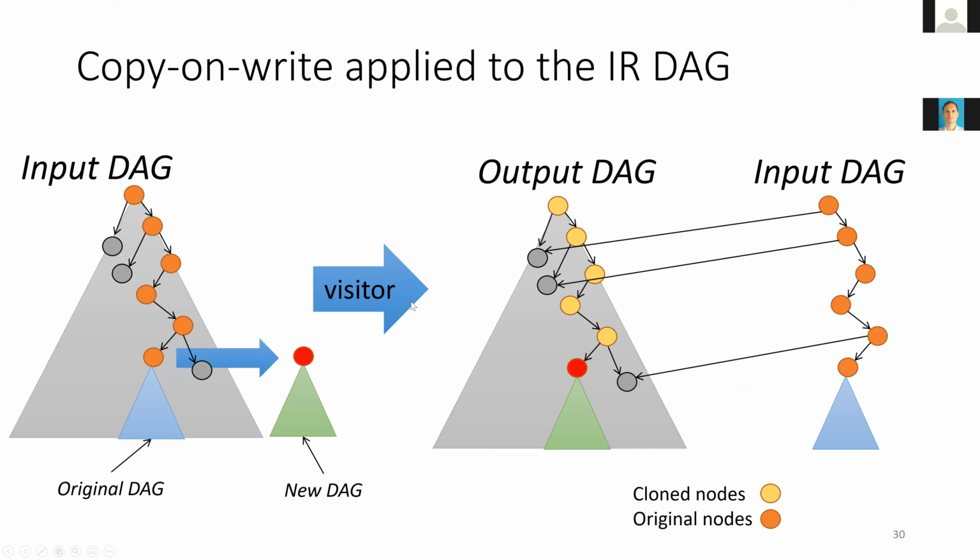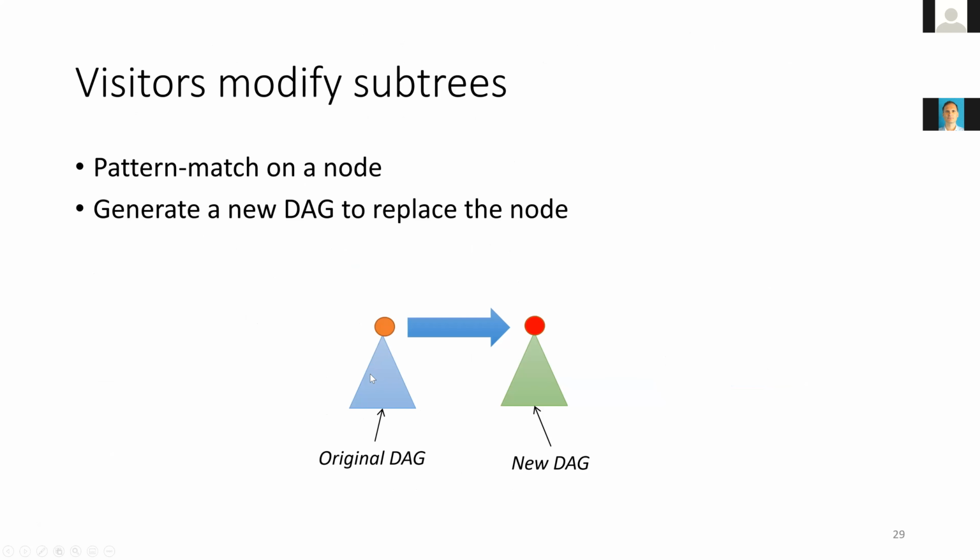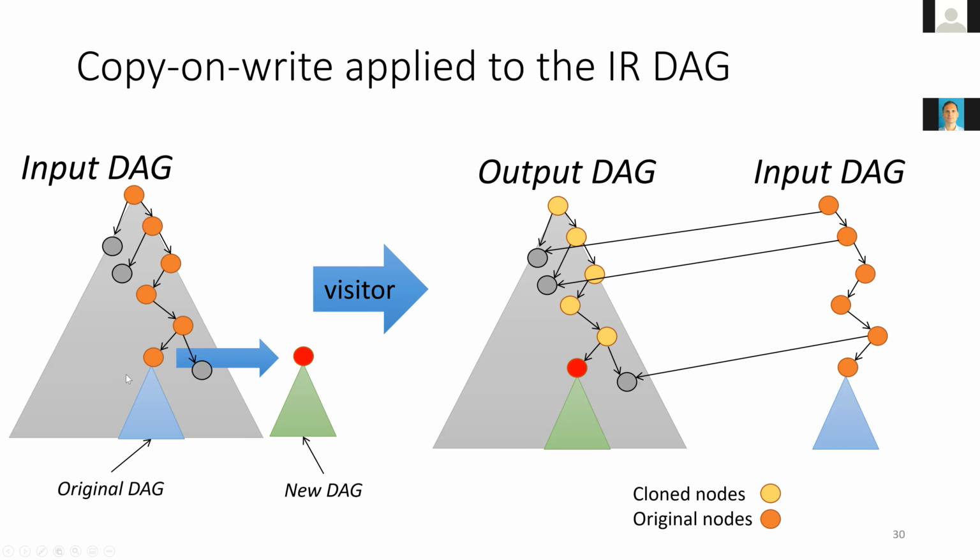I'll remind you of this important picture, which says that all visitors produce new DAGs. The old DAGs are left unchanged and new ones are created. In general, when you write a visitor, you just describe how you modify a subtree of the DAG, a rooted subtree. You do some kind of pattern matching and say, for example, whenever I see an addition operation, I want to rewrite it in some other way. Let's say addition of a plus a becomes multiplication of a with 2. And so you replace an original DAG with a new DAG, and then the visitors will apply this wherever you find a node in this big program DAG that matches.